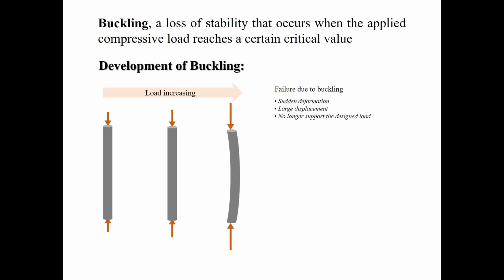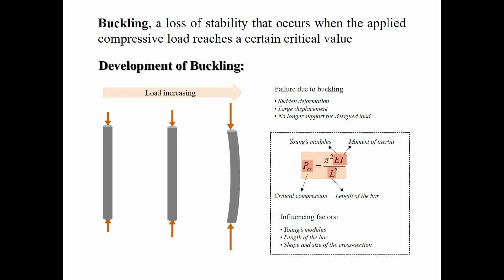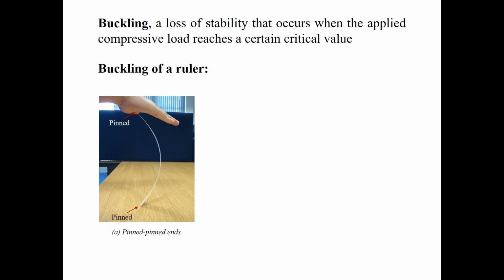This doesn't always cause yielding or fracture of the material, but buckling is a failure mode which indicates that the structure cannot support the designed load any longer. Basically, the critical compression load can be calculated using this Euler's formula. There are three factors influencing the critical compression load, which include Young's modulus of the material, the length of the bar, and the shape and size of the bar cross-section. In addition to these factors, the supporting conditions of the structure also play a role in resistance to buckling.